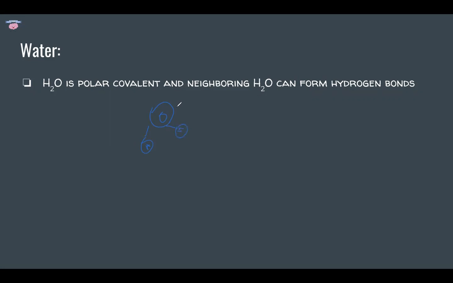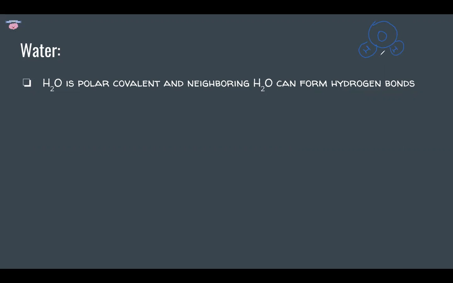This is just a rough drawing. You know what? Let me actually make it better, because I'll be using this a lot during our slides. So this is the oxygen molecule. This is the hydrogen, and this is the other hydrogen.